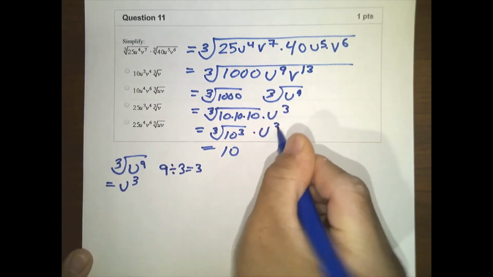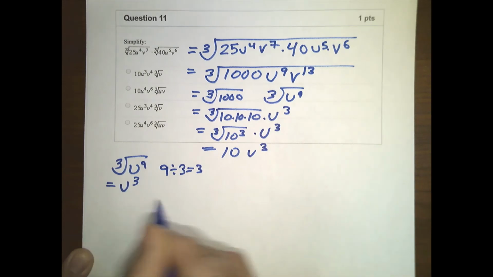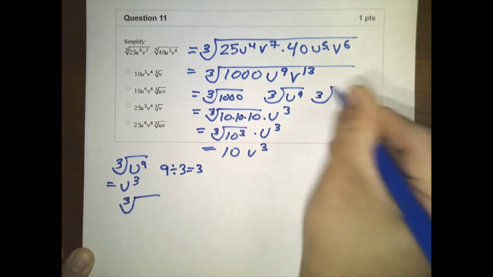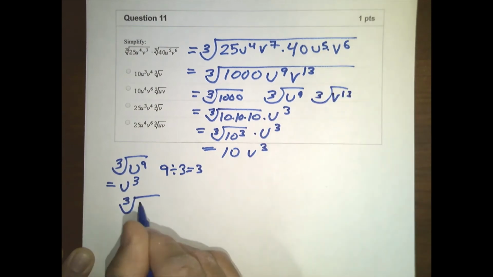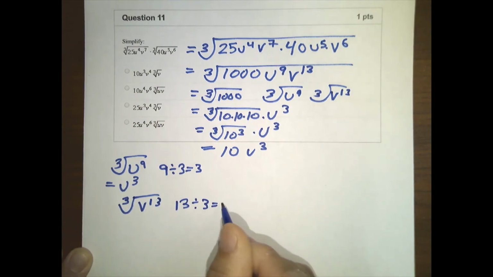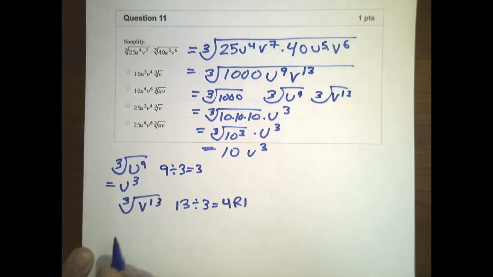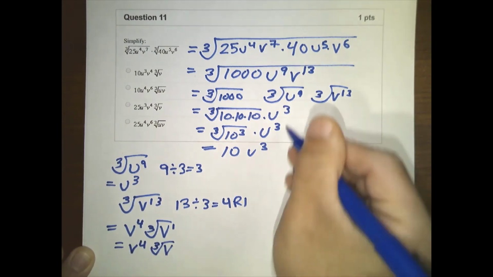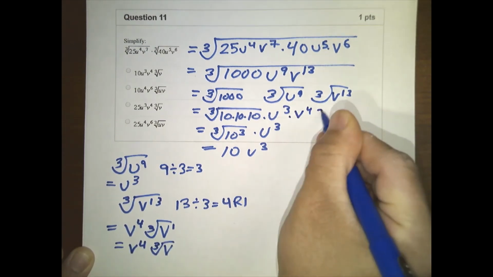So now I have the cube root of v to the 13th. I'll take 13 divided by 3. That is going to be 4 with the remainder of 1. So this means it's v to the 4th, and then the cube root of v to the 1st, or just v to the 4th cube root of v. All right, so I have v to the 4th cube root of v.